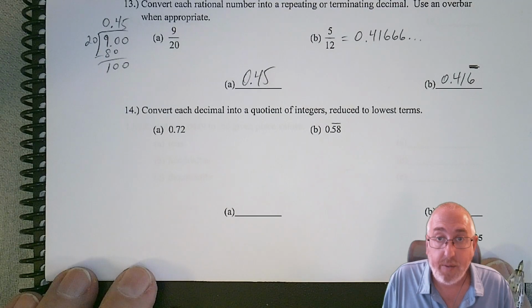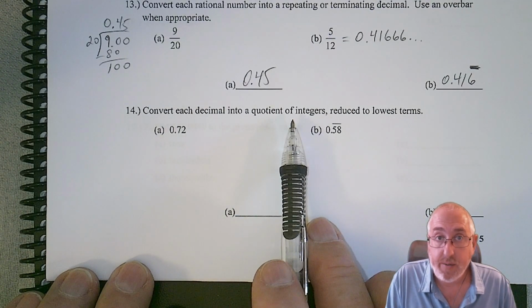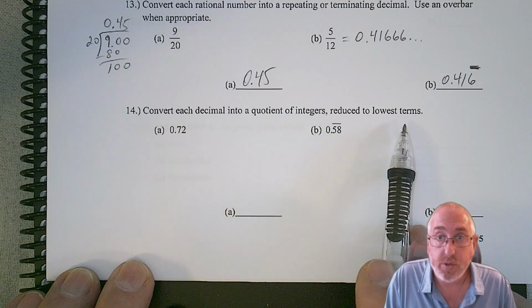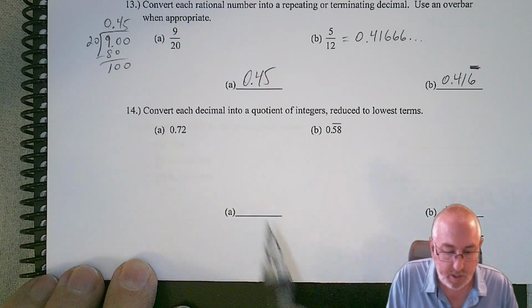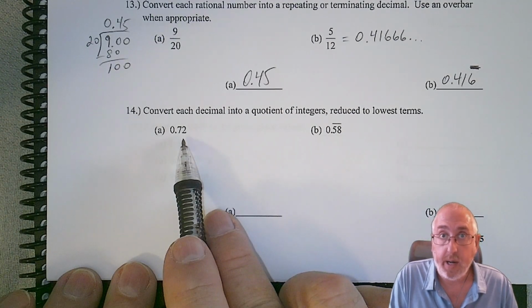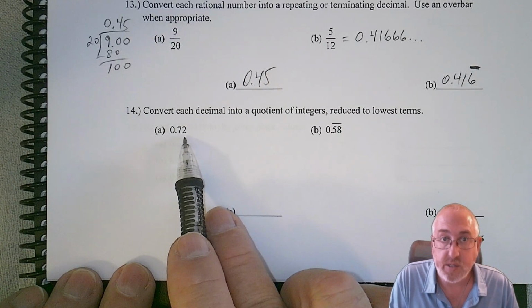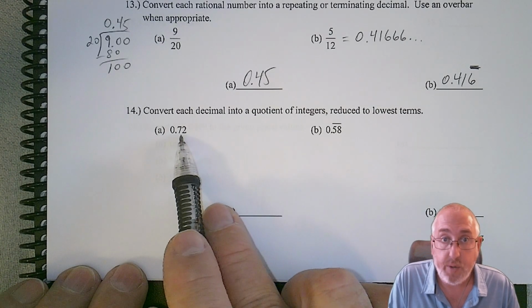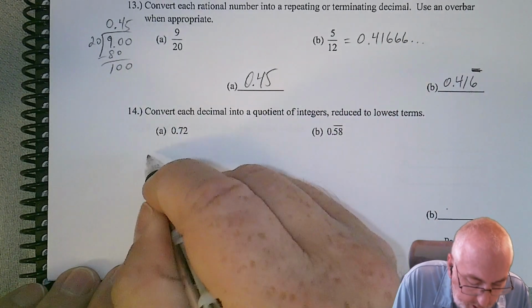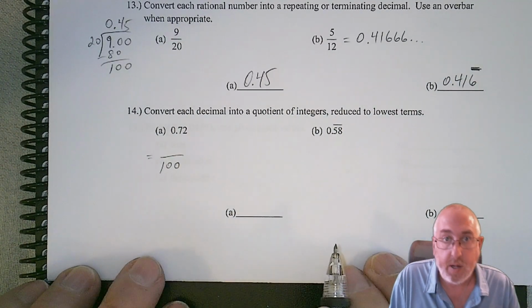Okay, now the fun ones. Converting decimals back into a fraction, into a quotient of integers reduced to lowest terms. So no decimals should be in your answer. Now, when it is terminating, these are the nice ones because all you have to do is count how many decimal places are in the actual number. So in this case, we have 2 decimal places. So automatically, we would have to put 100 in the bottom.